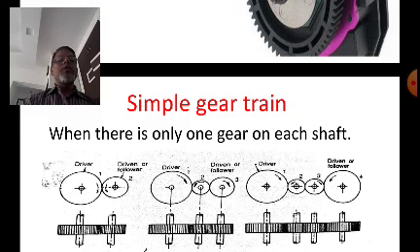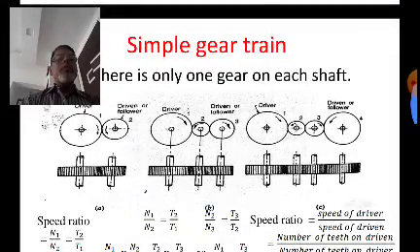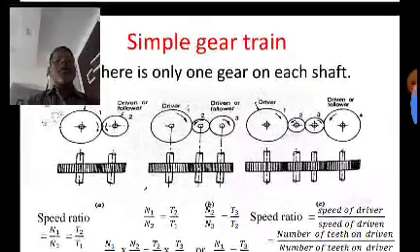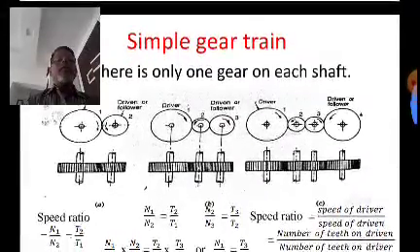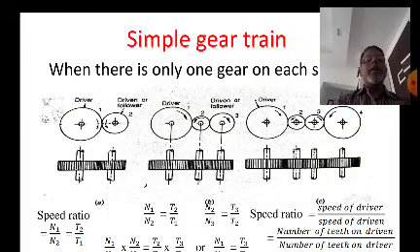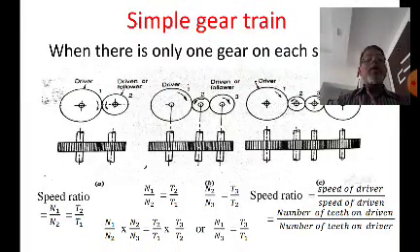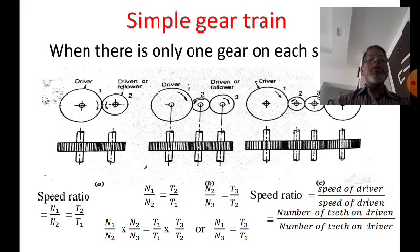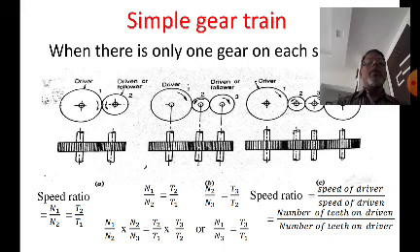When one gear meshes with another, the second gear meshes with the third, the third with the fourth, and all are mounted on separate shafts, then that gear train is called the simple gear train. Now just consider only two gears, one meshing with the other. The speed ratio for that gear train is N1 divided by N2, that means the speed of the driver divided by the speed of the driven, which is equal to T2 by T1, the number of teeth on the driven divided by the number of teeth on the driver.